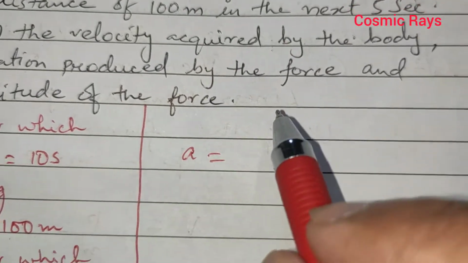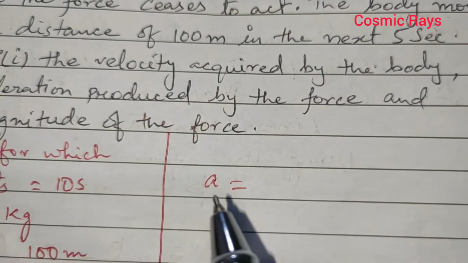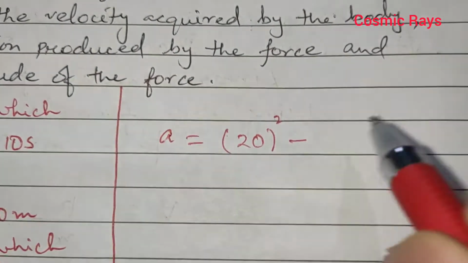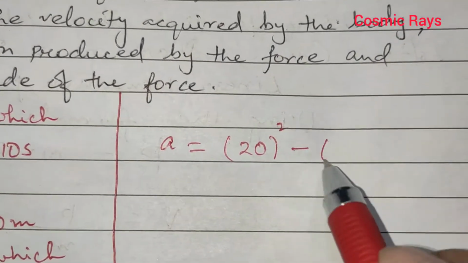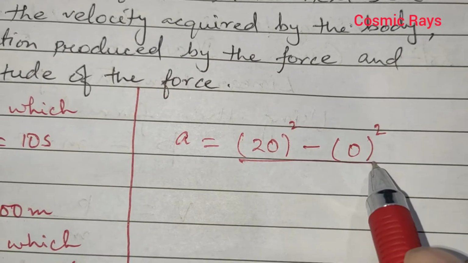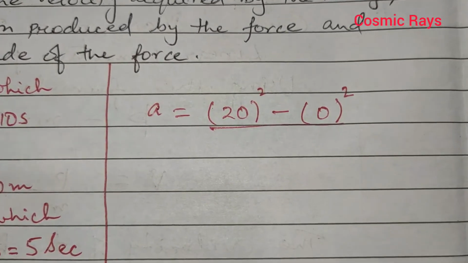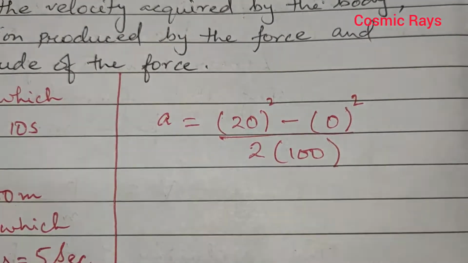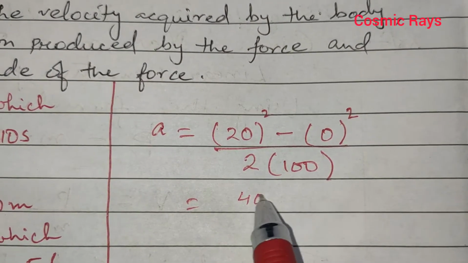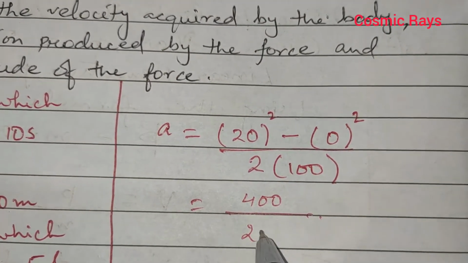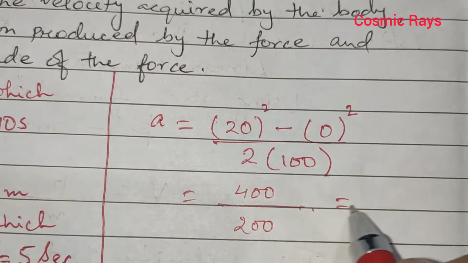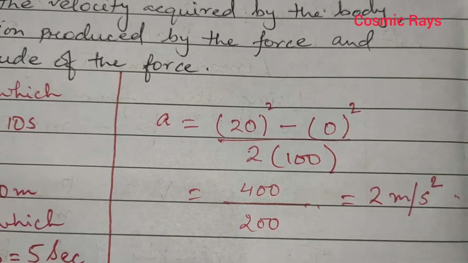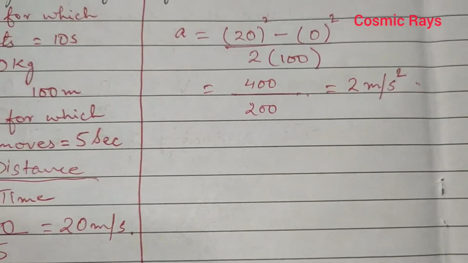square. So velocity is, here it's given in the question, we have found out 20 meter per second. So 20 square minus, since the body was stationary, so initial velocity would be 0, divided by 2 into s. S is the distance moved, that is 100. So 20 square will be 400 divided by 200. After division you will get acceleration to be 2 meter per second square. You can please write one sentence that the acceleration produced in the body is 2 meter per second square.